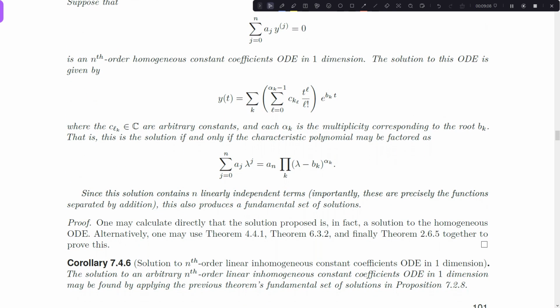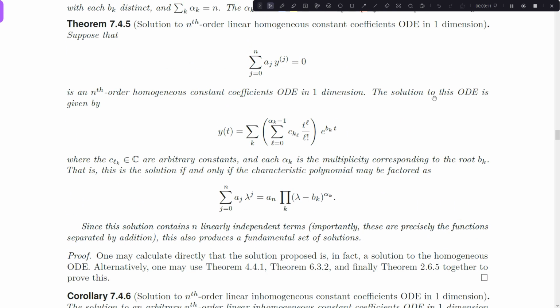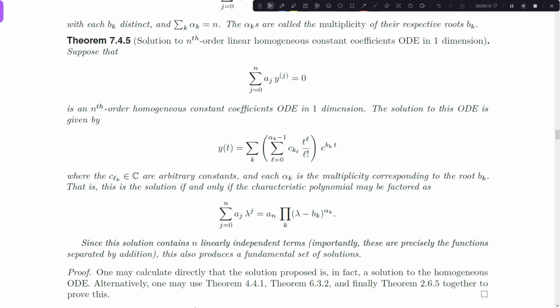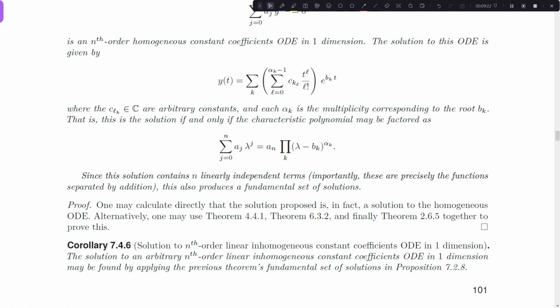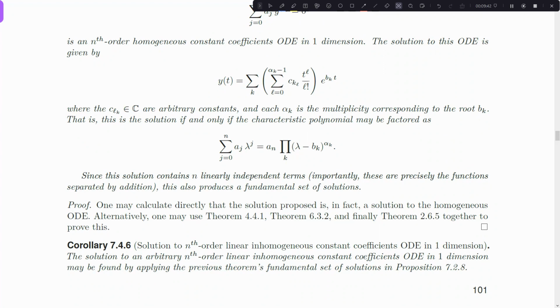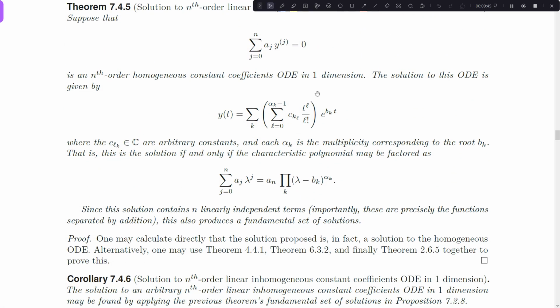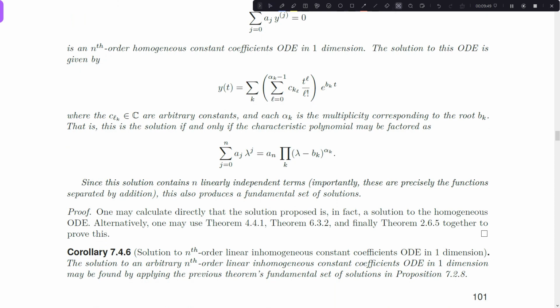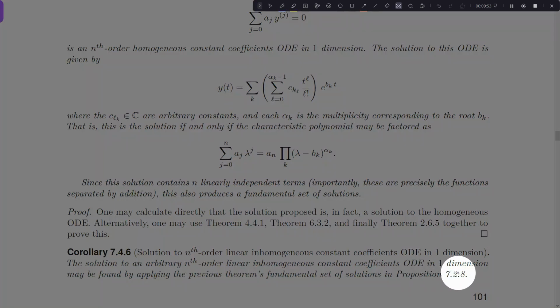Okay, so let's look at a corollary then. A nice corollary, because this is technically a theorem. It's only proving my solution for homogeneous equations. The corollary basically states that I can actually solve this for inhomogeneous constant coefficient equations. We just use proposition 7.2.8, since from up here, each c sub k sub l is giving me a different element of my fundamental set of solutions. So I can extract a fundamental set of solutions from this theorem right up here, 7.4.5. And then when I have a fundamental set, I just apply proposition 7.2.8 to solve the inhomogeneous problem. This proposition is variation of parameters.